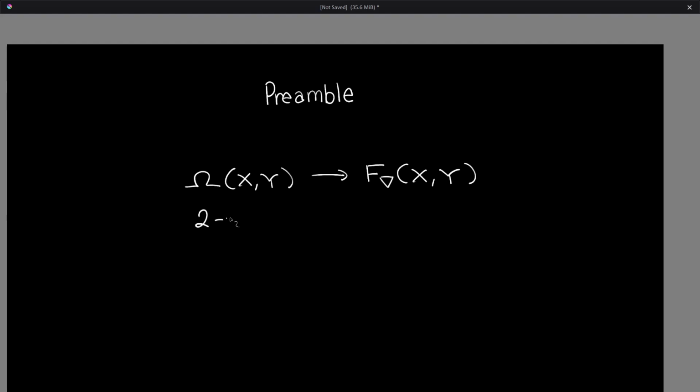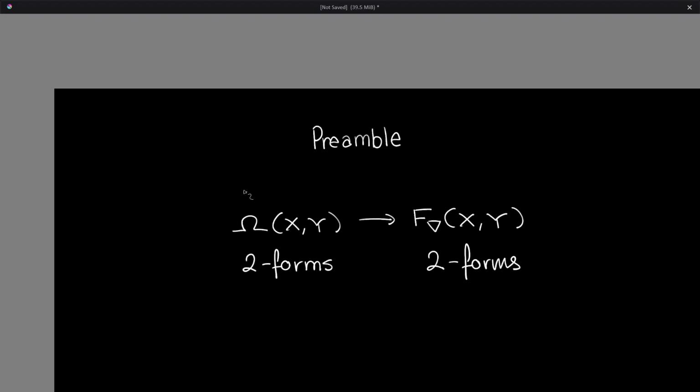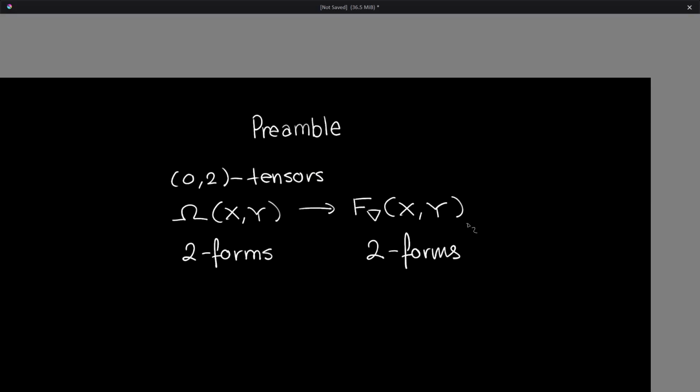They're both two forms. I had originally mistakenly thought of them as being two different types of objects, but no, even though this is a rank 2 tensor, it's actually a 0-2 tensor, right? So they're both two forms. So hopefully that clarifies that we're still going to be using omega in this recording.